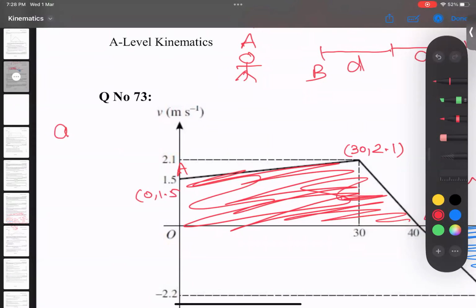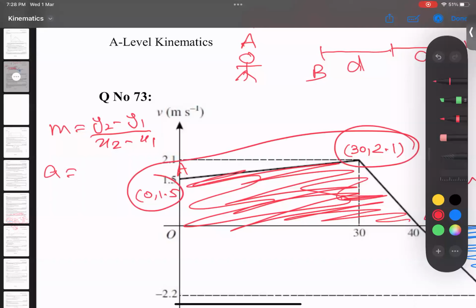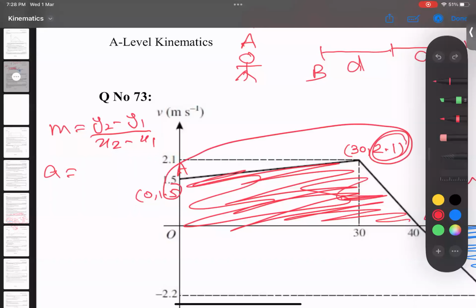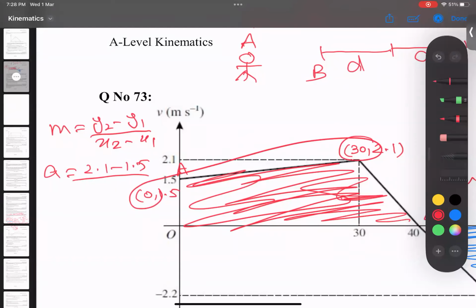So what is the gradient formula? Normally we use m equals (y2 minus y1) over (x2 minus x1). So the gradient is called acceleration, so I'm replacing m by a. And I can take any one from here. I start from here: 2.1 minus 1.5, keeping it up, and 30 minus 0, keeping it below.